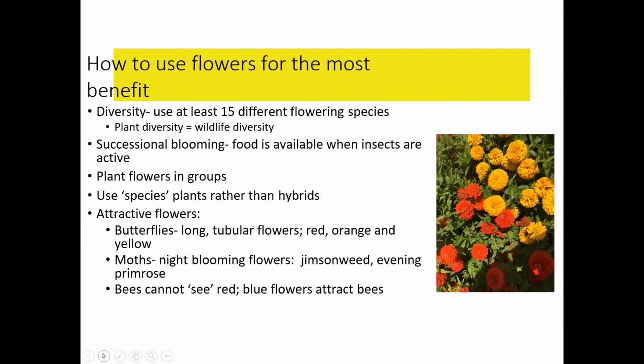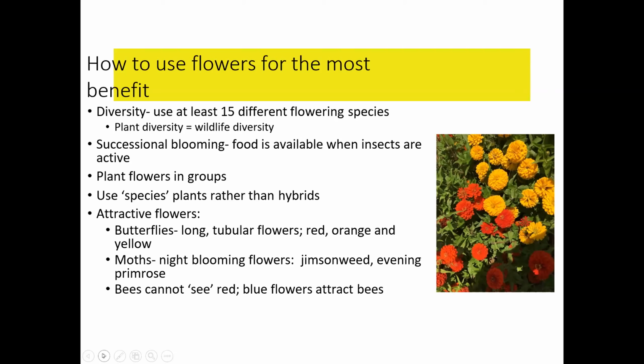Again, go for diversity. Have at least 15 different flowering species. Now 15 may seem like a lot, but you have to remember that of that 15, a lot of these are going to be trees and shrubs that are probably already in existence on your property. Trees and shrubs flower. They may not be very showy or conspicuous about it, but they do have flowers. And again, they're important food plants for caterpillars.